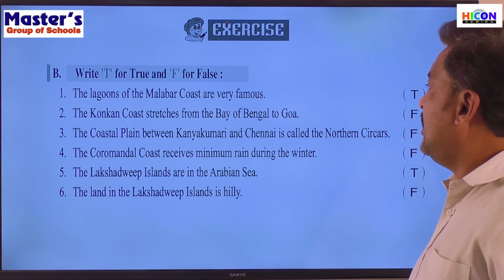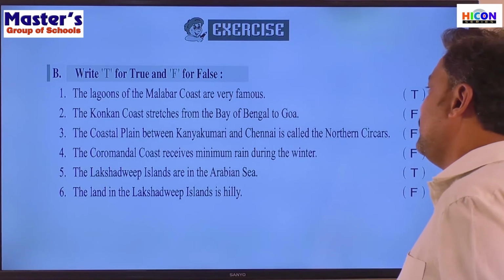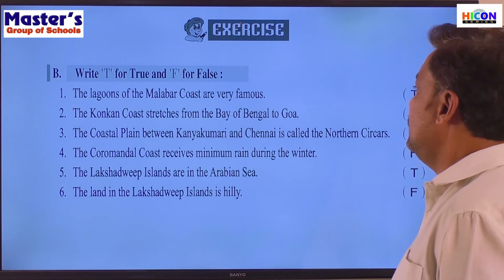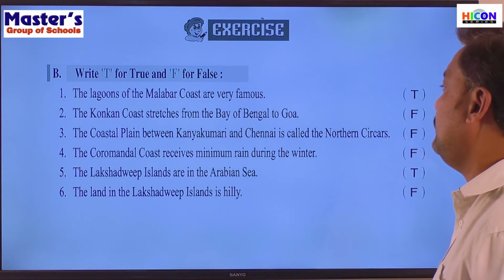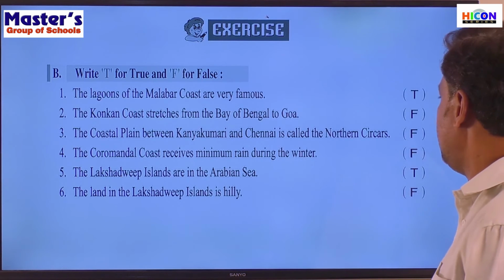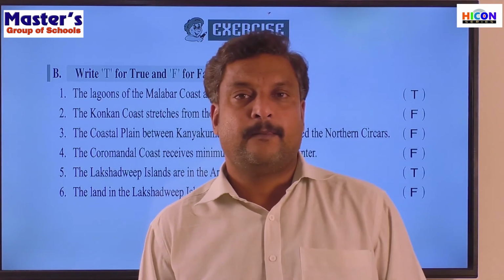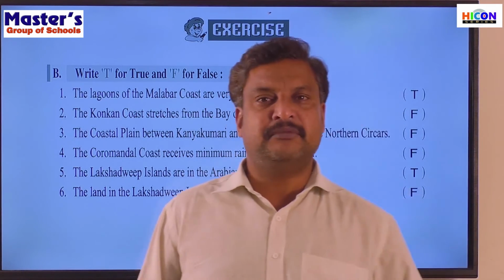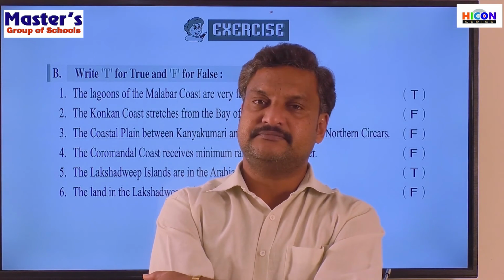Yes. The lagoons of Malabar coast are very famous is a true statement. The Konkan coast stretches from the Bay of Bengal to Goa is a false statement. The coastal plain between Kanyakumari and Chennai is called the Northern Circars is a false statement. The Coromandel coast receives minimum rainfall during the winter season is a false statement. Lakshadweep Islands are in the Arabian Sea is a true statement, and the land in Lakshadweep Islands is hilly is a false statement. Now, I'll keep the screen the same for another minute so that you can read these sentences once again before we go on to the next one, right?